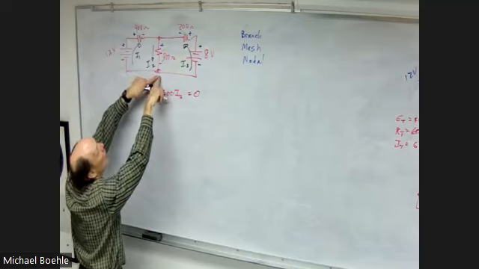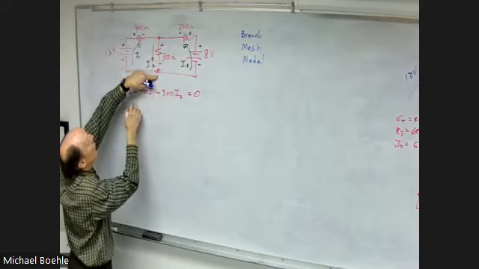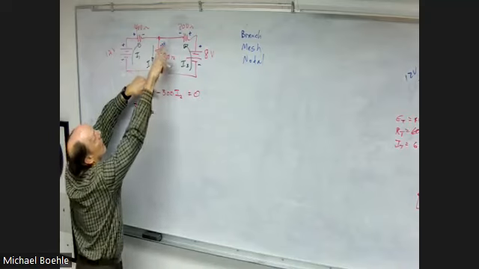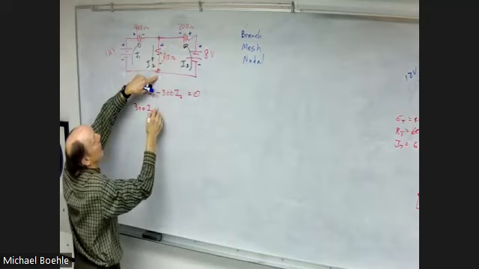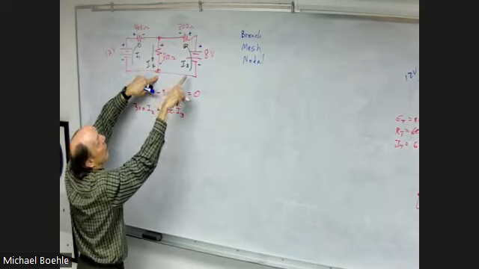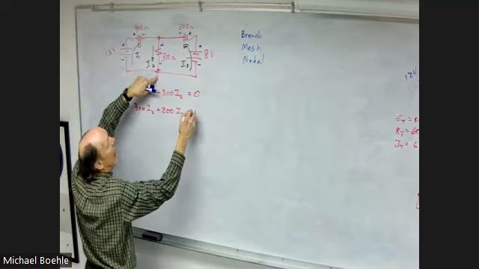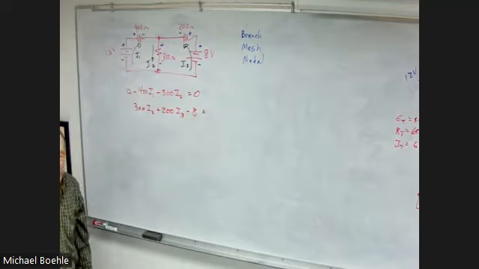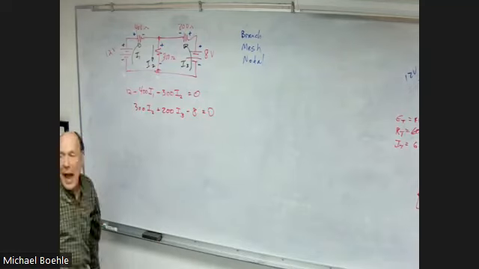Now, let's do this one. I'll start here. Plus 300 times current 2, plus 200 times current 3, minus 8. Back where I started, so what's all that equal to? 0. All right.